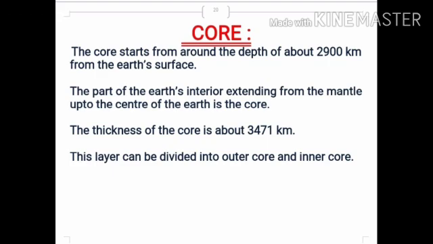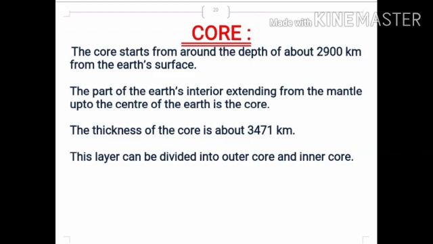Core. The core starts from around the depth of about 2900 km from the earth's surface. The part of the Earth's interior extending from the mantle up to the center of the Earth is core. The thickness of the core is about 3471 km. This layer can be divided into outer core and inner core.